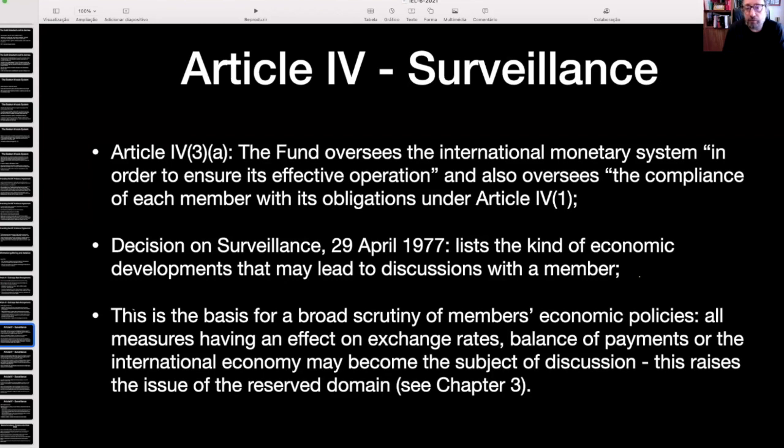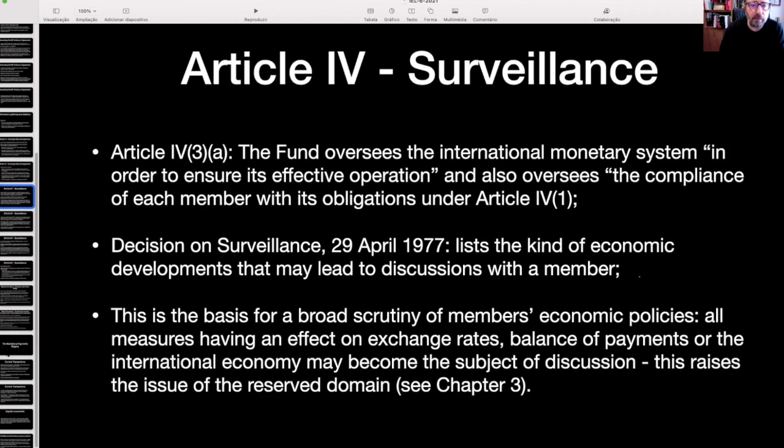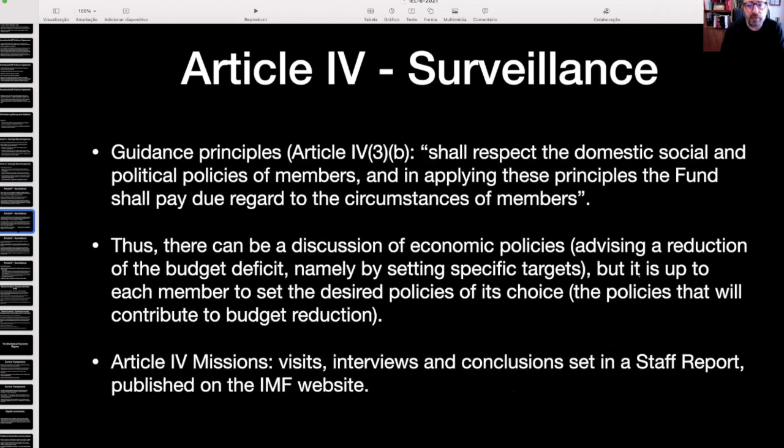So there are a number of economic developments that may be brought to discussion before the IMF. So the IMF becomes this key forum for the discussion of domestic monetary and economic policies. And that is why the IMF plays a significant role in discussing whether or not the members' policies are conducive to international stability or not.